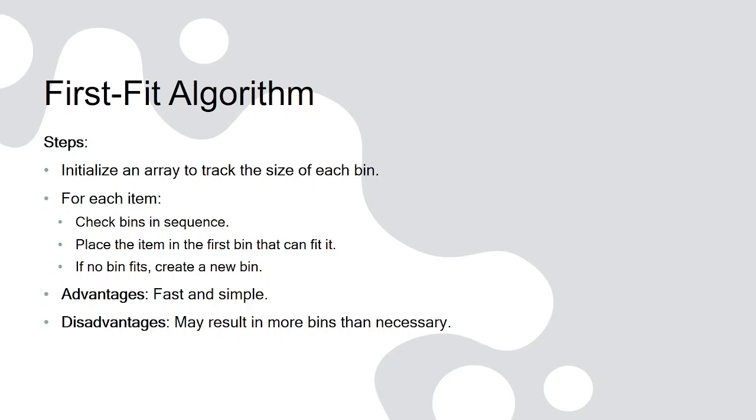item and place it in the first bin that can accommodate it. If no bins are available, we open a new bin. Then this approach doesn't always yield the optimal number of bins but works quickly. If we come to the advantages, it is fast and simple, and the disadvantage is that most of the space will be unused.